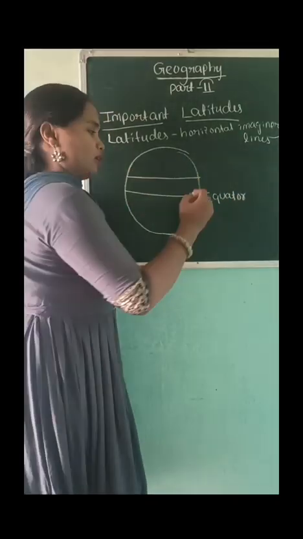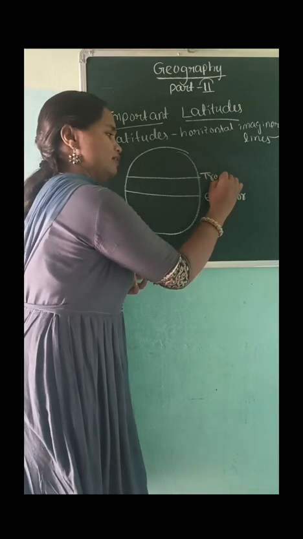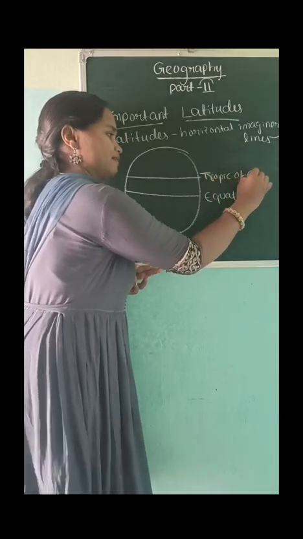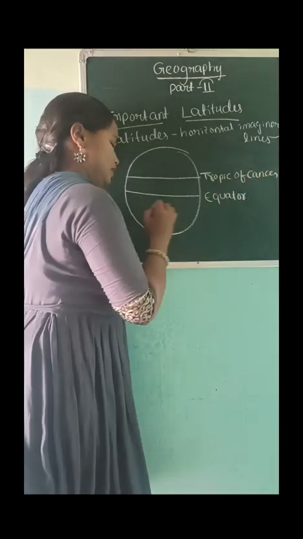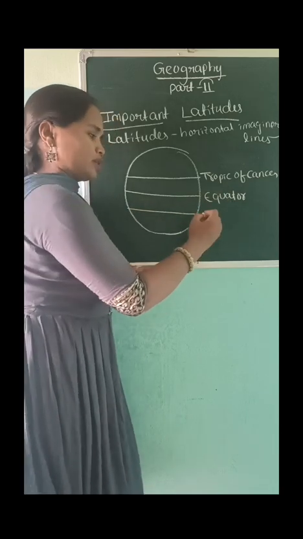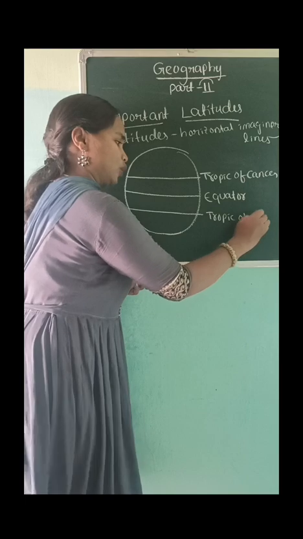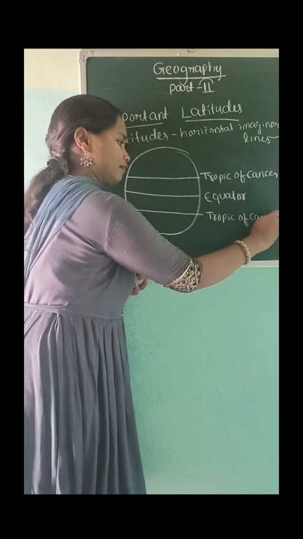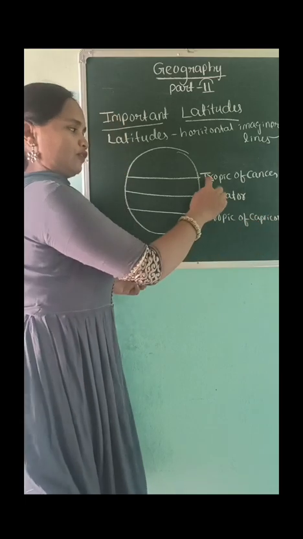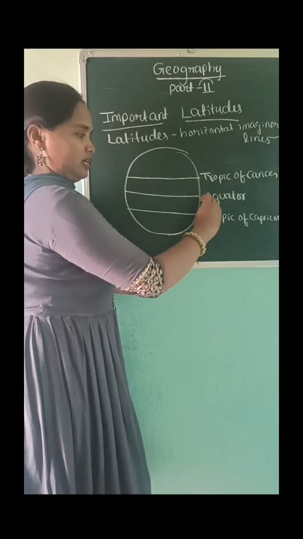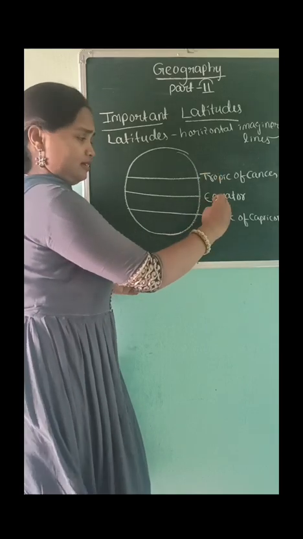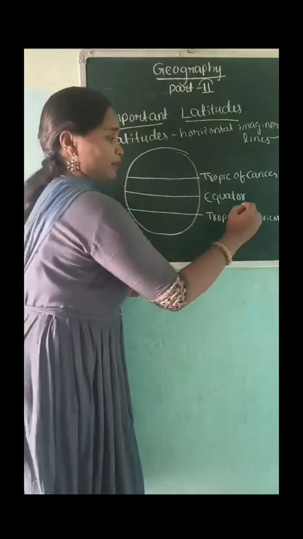Above that, whatever the latitude is there, that is called the Tropic of Cancer. Below the equator, whatever the latitude is there, that is called the Tropic of Capricorn. Above the equator, Tropic of Cancer. Below the equator, Tropic of Capricorn.